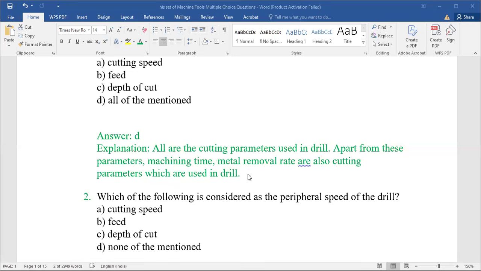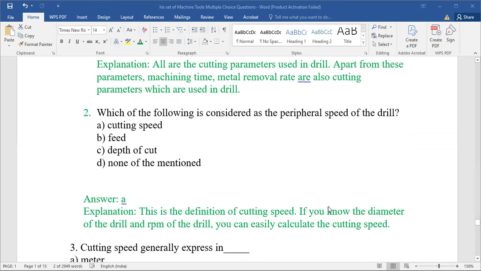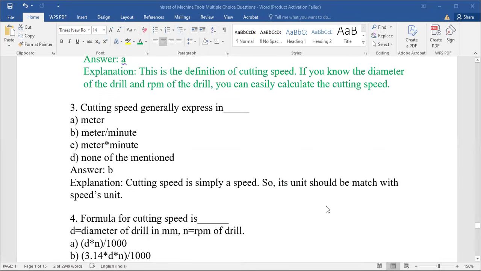Which of the following is considered as the peripheral speed of the drill? Cutting speed, depth of cut, none of the mentioned. A is the answer, cutting speed. This is the definition of cutting speed. If you know the diameter of the drill and the RPM of the drill, you can easily calculate the cutting speed. Cutting speed is generally expressed in meter per minute.